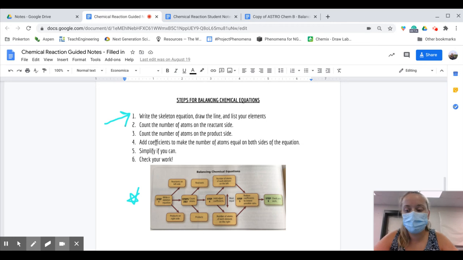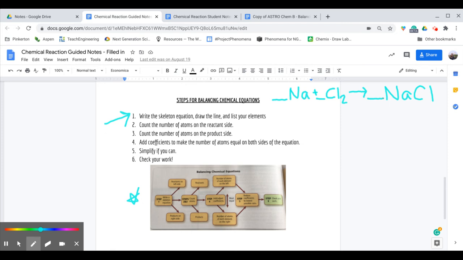So, for example, I came up with this reaction. Sodium and chlorine yield sodium chloride. So, we're going to draw the line. When I say draw the line, I mean this line under our reaction arrow. And we're going to list our elements. So we have sodium and chlorine.